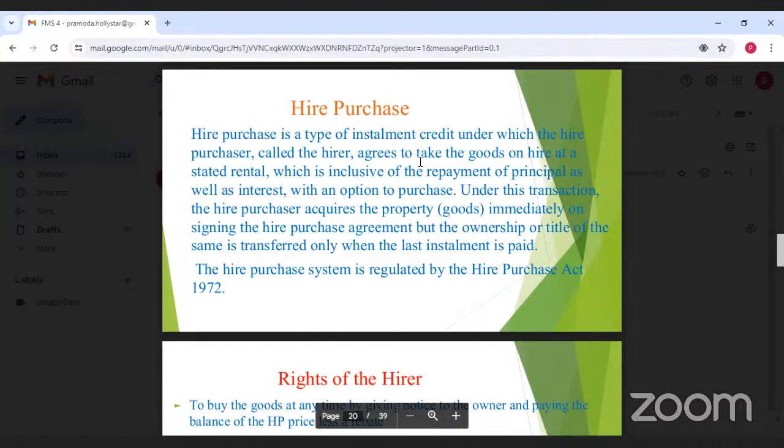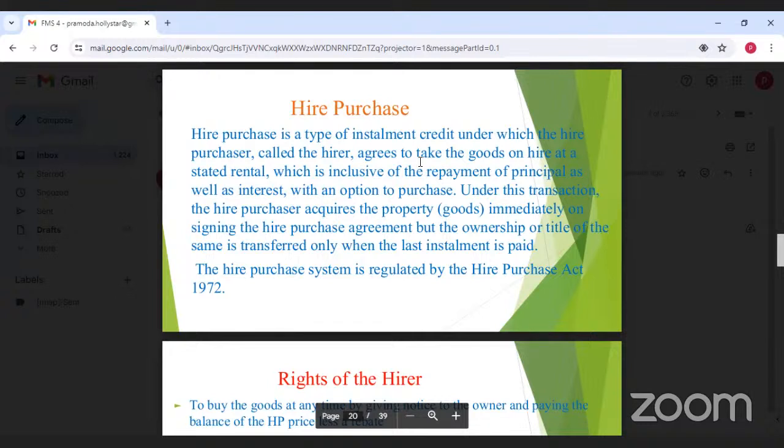Hire purchase system. Now, as we have studied, hire purchase system is a kind of financial service where you can buy an equipment or a physical asset or goods on installment basis, but the ownership of that asset will be derived only on the repayment of the entire loan amount along with interest, that is, as per the agreement, on the payment of the last installment only. That means it is just like installment.